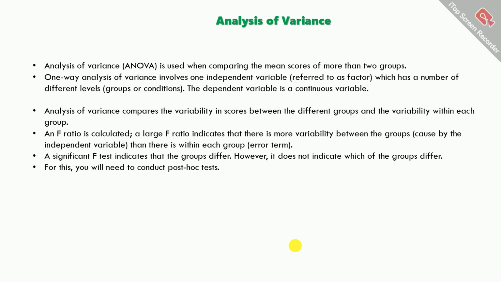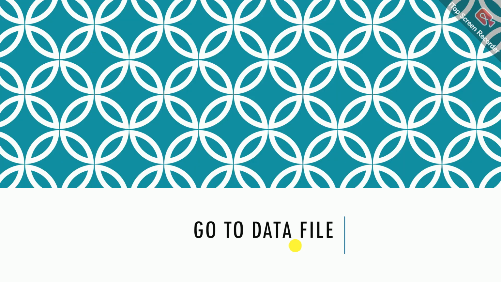If the F ratio is large, it indicates that there is more variability between the groups caused by the independent variable than there is within each group. That is the error term. A significant F test indicates that the groups differ. However, it doesn't indicate which of the groups differ. For this, we will need to conduct a post hoc test. So in order to do that, let me go to my data file.